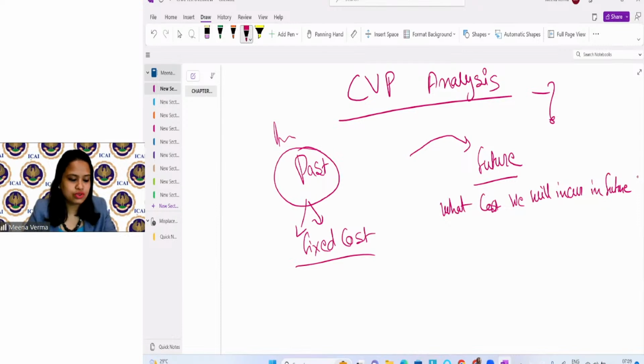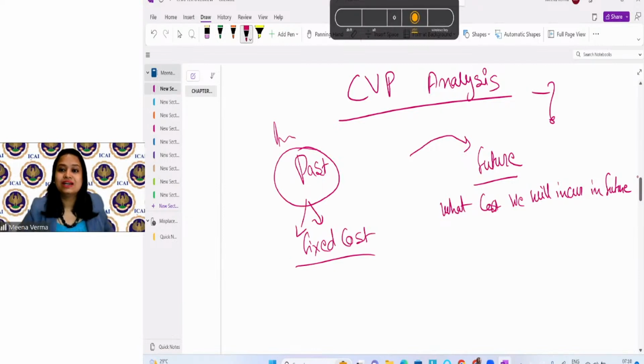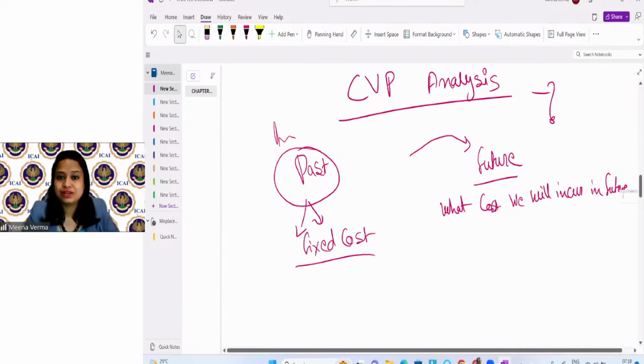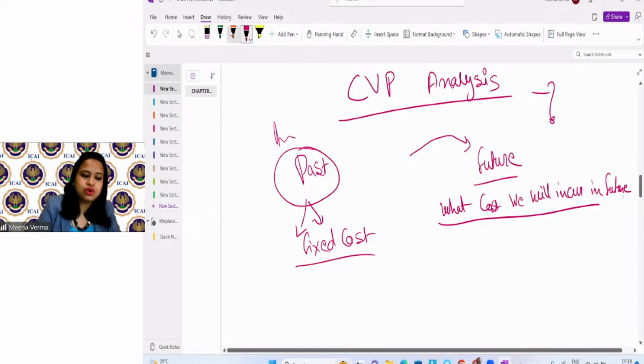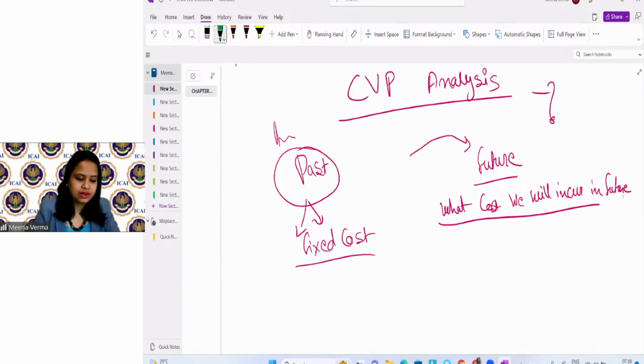So for that reason, you can imagine what type of cost we consider here. What type of cost is relevant for future decision? You will see that in such cases, what is relevant for us? In future, we will use raw material for the production. In future, we will use the labor for production. Mostly the variable cost. So you will see here, most of the costs which you will incur here, which is related to your future, is variable cost.